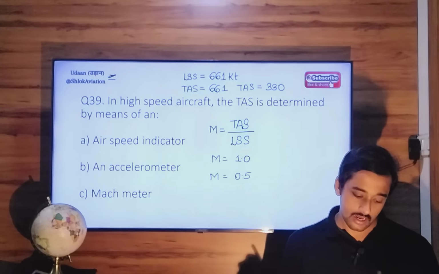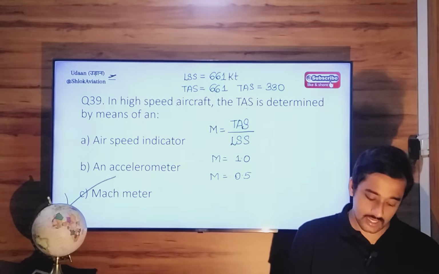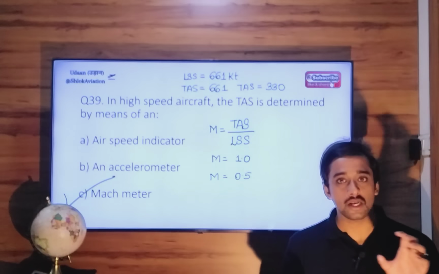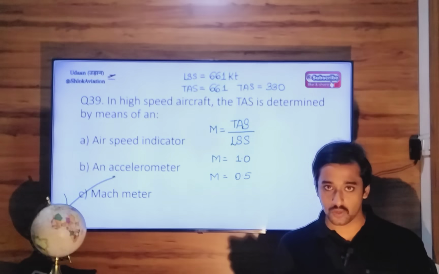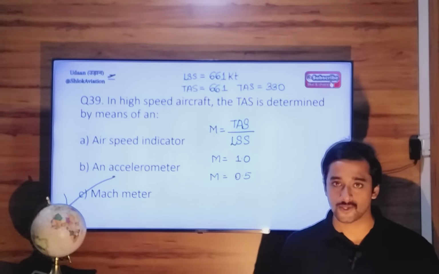So in high-speed aircraft, TAS is determined with the help of Mach numbers. The Mach meter will not directly indicate true airspeed, but it will indirectly show you true airspeed with respect to your local speed of sound.